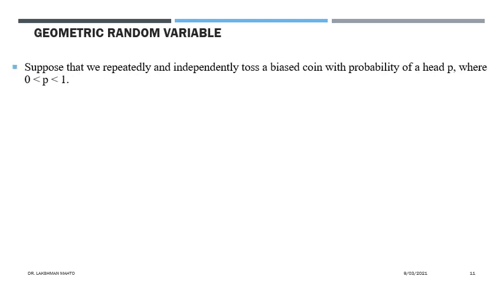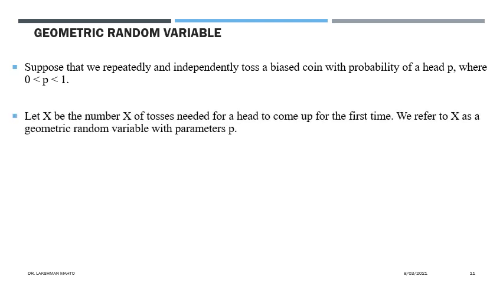Suppose we are repeatedly and independently tossing a coin which might be biased, with probability p. If it is unbiased, then the probability would be 0.5, whereas if you are taking a biased coin, then the probability may be anything between 0 and 1. In this experiment, we define x as the number of tosses until we get the first head. We refer to this random variable as a geometric random variable with parameter p, where p is the probability of success.